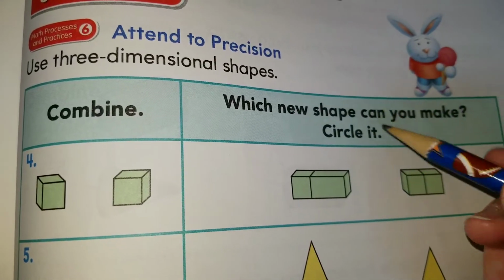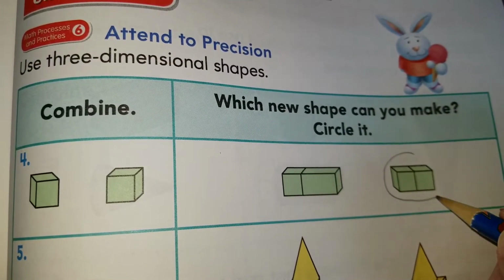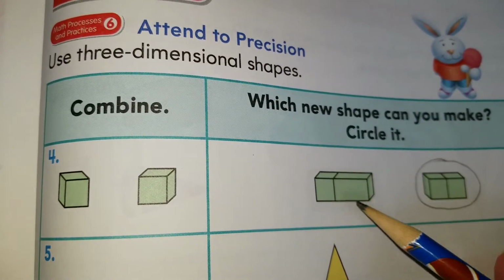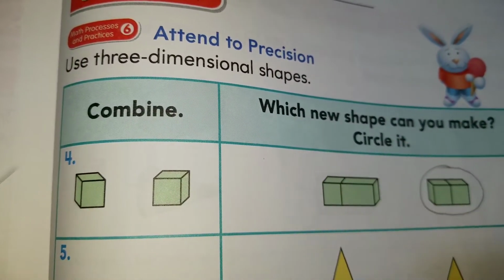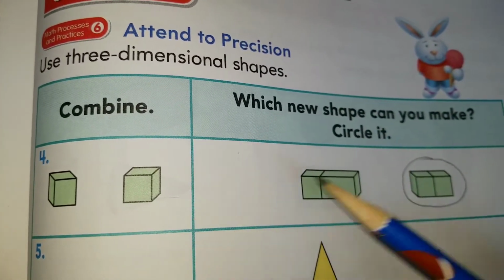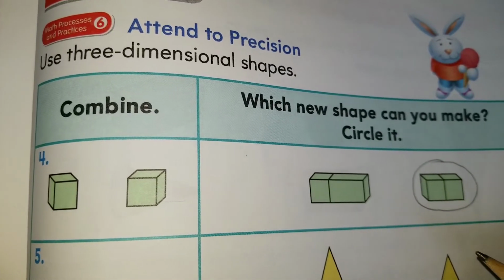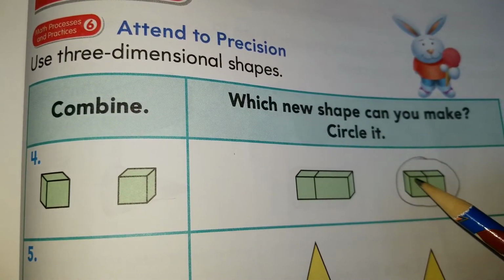If you said the second one, you are very, very right. Because this one has a rectangular prism, but you don't have a rectangular prism here. So when you combine two cubes, this is one of the ways that you can combine it. Another way could be by putting one on top of the other, right?